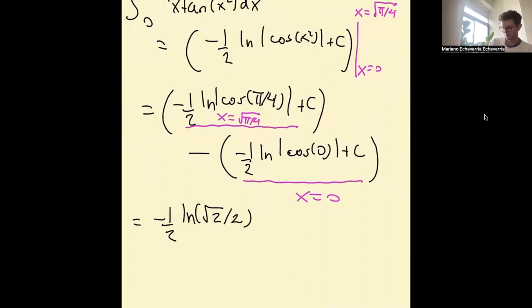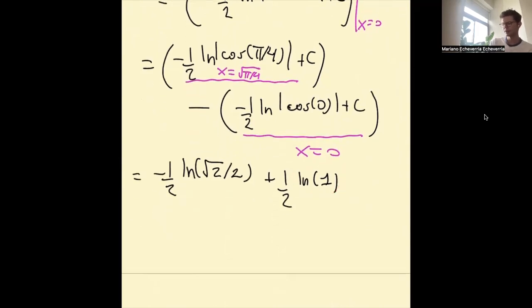Plus 1/2 natural log. What is cosine of 0? Cosine of 0 is 1. So that's what this is getting you. Is that making sense? It's just a natural log of 1 is 0. So if you want, you can just leave the answer as minus 1/2 ln of root of 2 over 2.